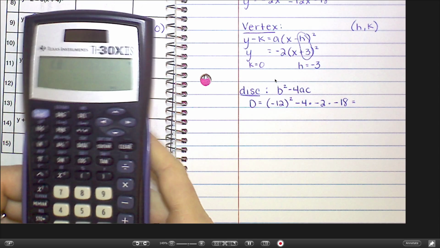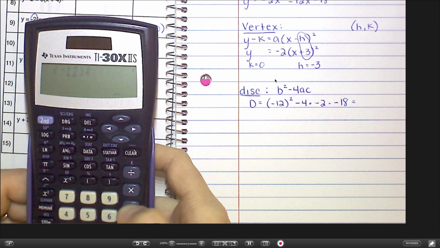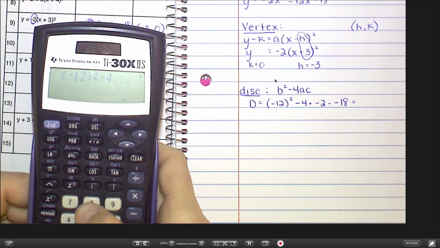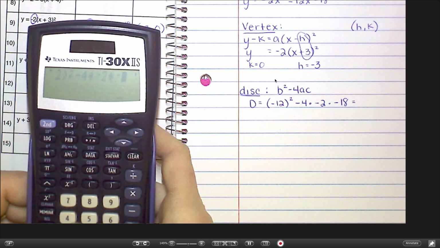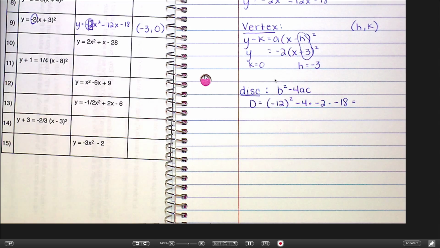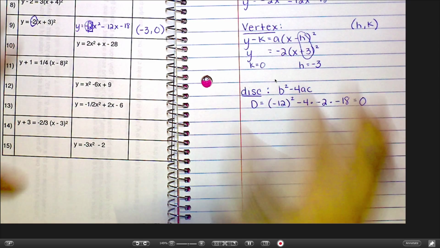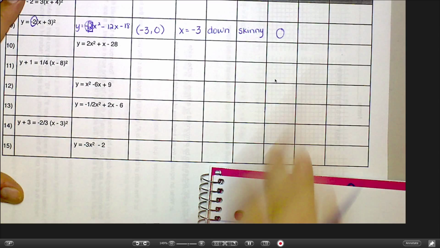Oops, I guess I should type it in the way you type it in. -12 squared minus 4 times -2 times -18. You get a discriminant of 0. Okay, so I'm going to go back to my table and fill in that my discriminant is 0.